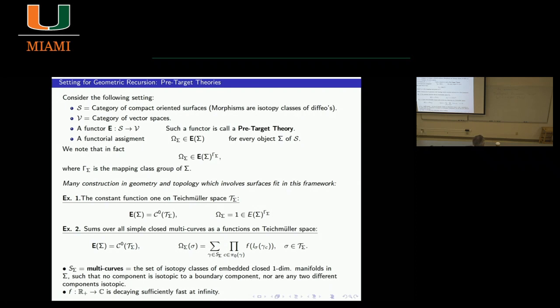Renat? The examples are finite dimensional? Yes. So associate the complex numbers to every surface, and associate 1 in the complex numbers to every surface.